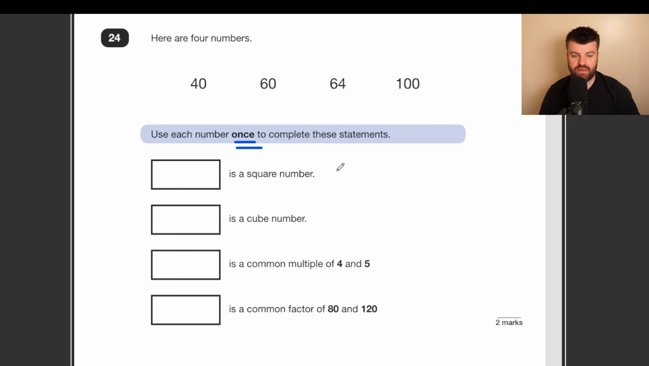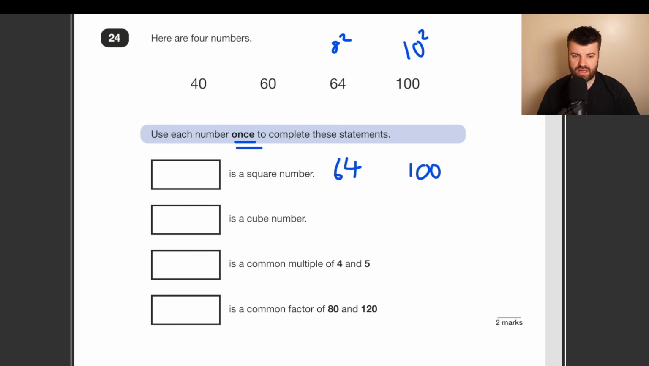So thinking of a square number, out of these 4, 64 is a square number, but I'm not going to put it as my answer straight away because I also know 100 is a square number. A square number is an answer to a question where you multiply a number by itself. So 64 is 8 squared. 8 times 8 is 64. And 100 is 10 squared. 10 times 10 is 100. So what I'm going to do when there's 2 options is I'm not going to put it in, okay? Because one of these is going to have to go somewhere else.